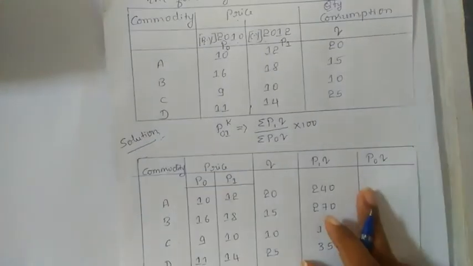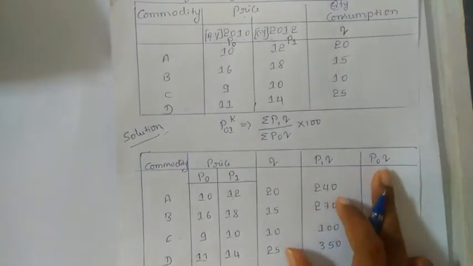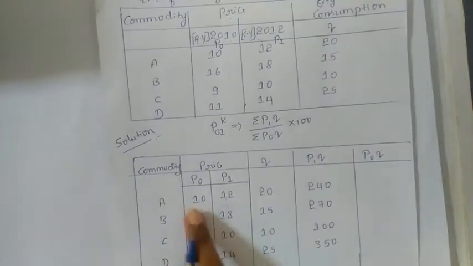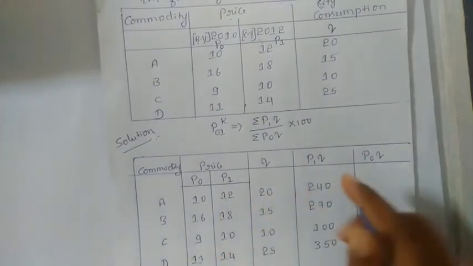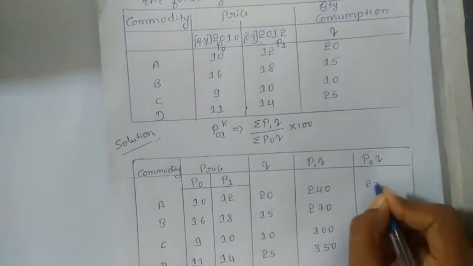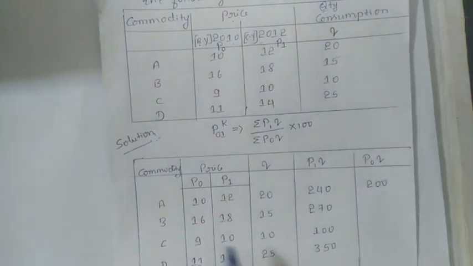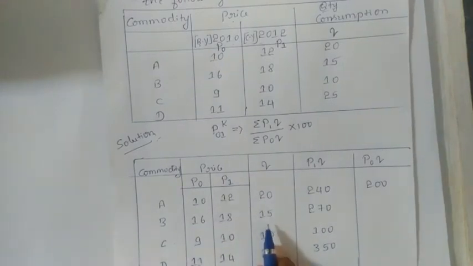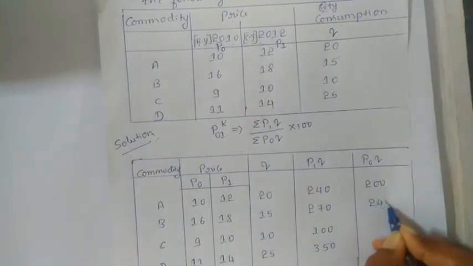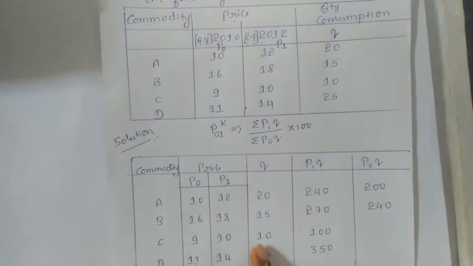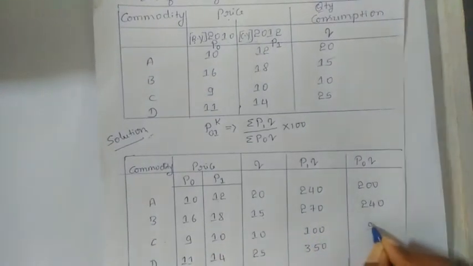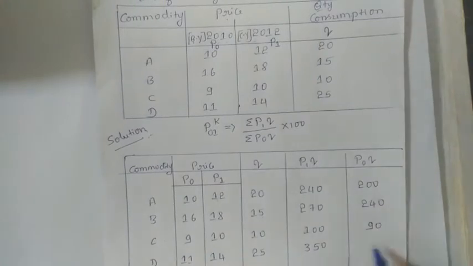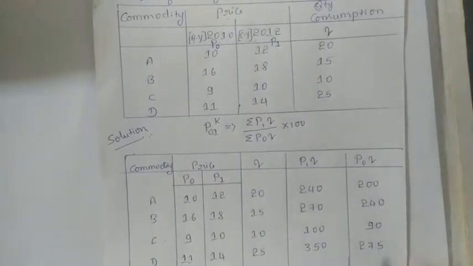Next P naught Q. P naught into Q. P naught value is, first one is 10, Q value is 20. 10 into 20, so answer is 200. And then 16 into 15, that is 240. Then 9 into 10, that is 90. And then 11 into 25, so 275.